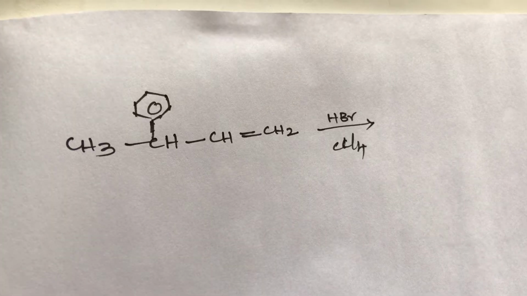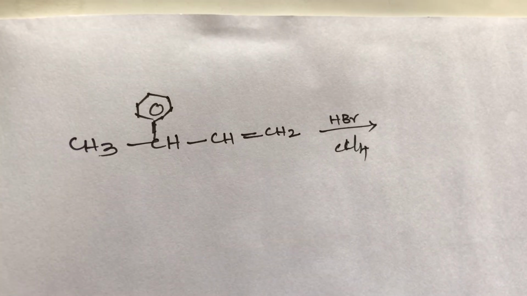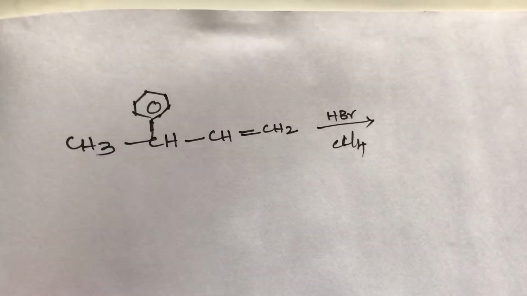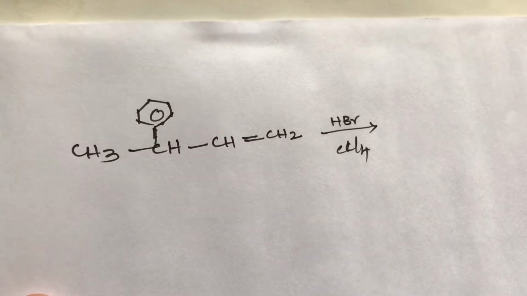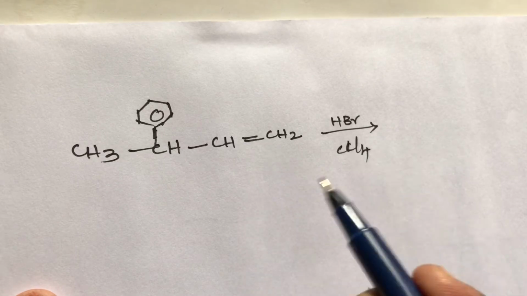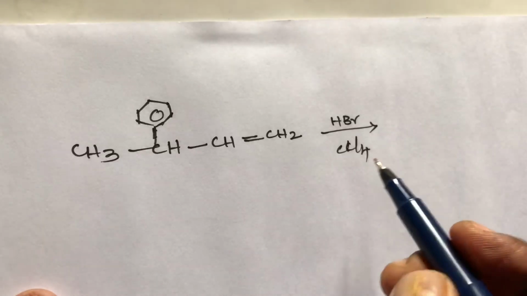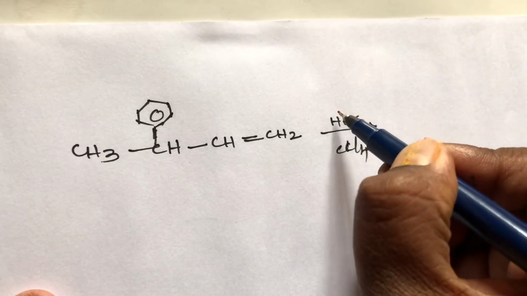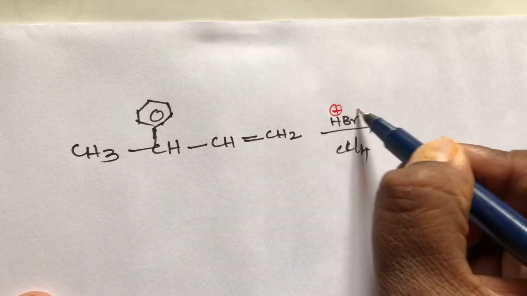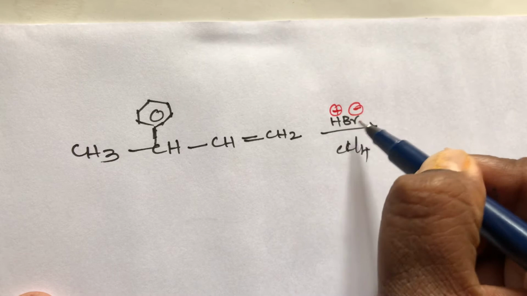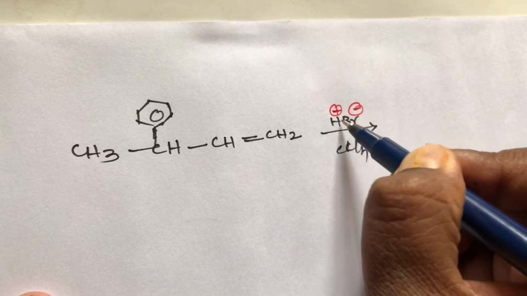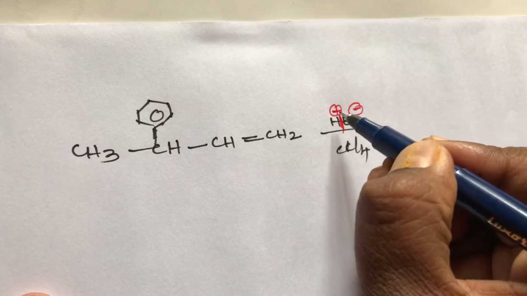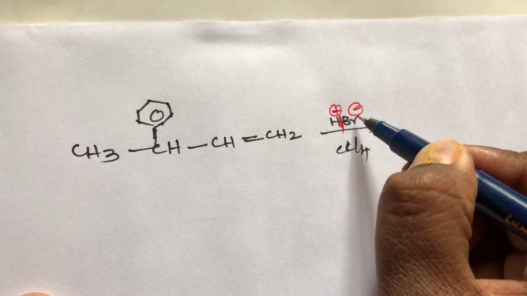Next continuation, students. Next example: electrophilic addition reaction. Alkenes undergo electrophilic addition reaction. Here a double bond is there. We know electrophilic addition reaction also belongs to hydrohalogenation. Why? Because one H plus is there, one Br minus is there. HBr contains H plus and Br minus, with bond breaking in HBr. H plus is called the electrophile, Br minus is called the nucleophile.